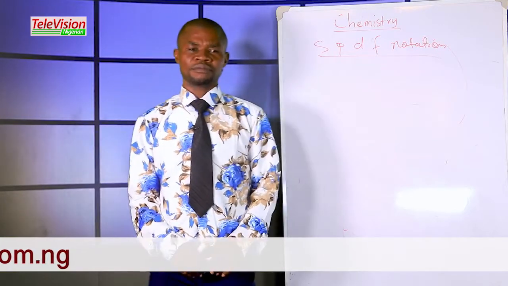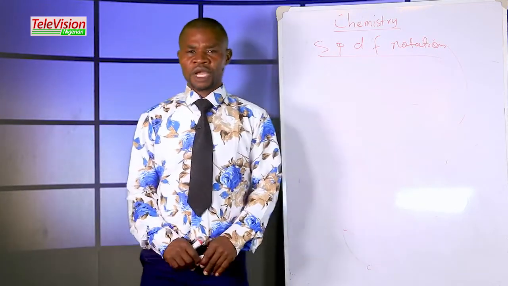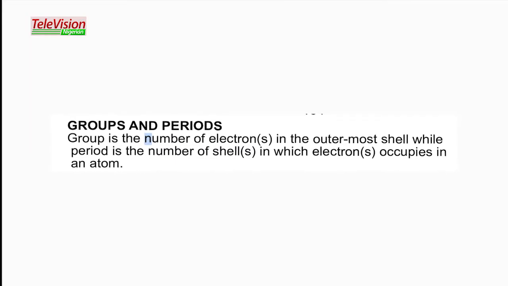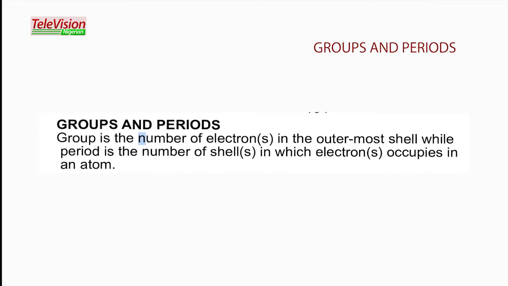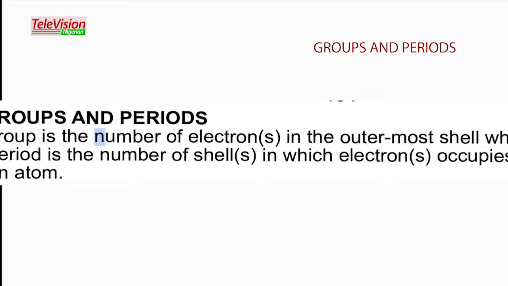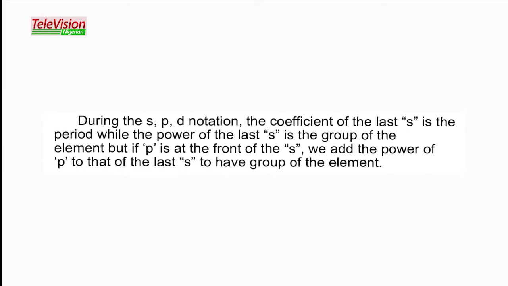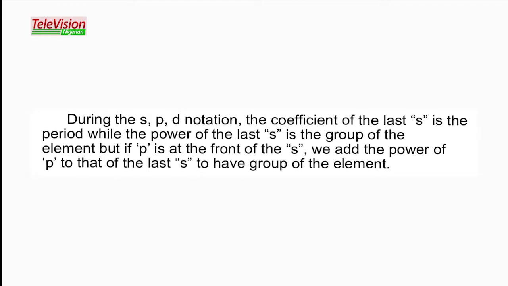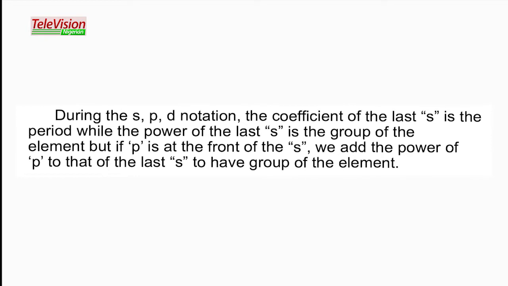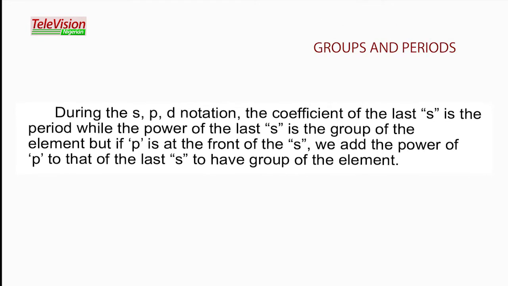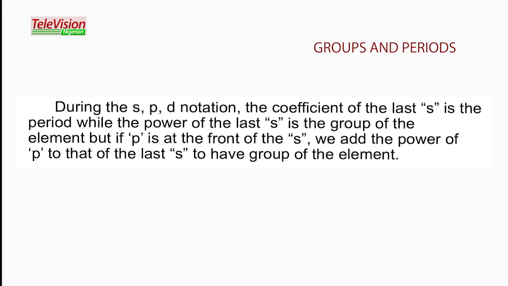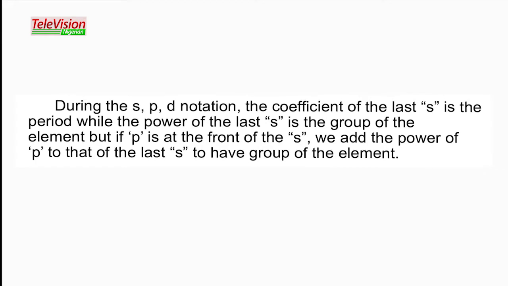Now, what is group, as we earlier said, and period? Group is the number of electrons found in the outermost shell, while period is the number of shells the electrons occupy in that element. In the SPD notation, the coefficient of the last S is the period, while the power of the last S is the group. But if P is in front of the last S, we add the power of P to that of the last S to get the group of that element.